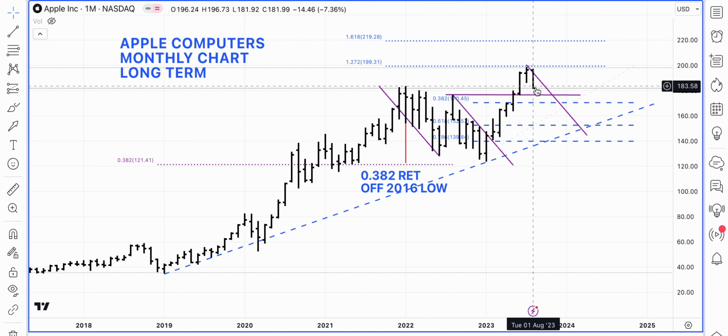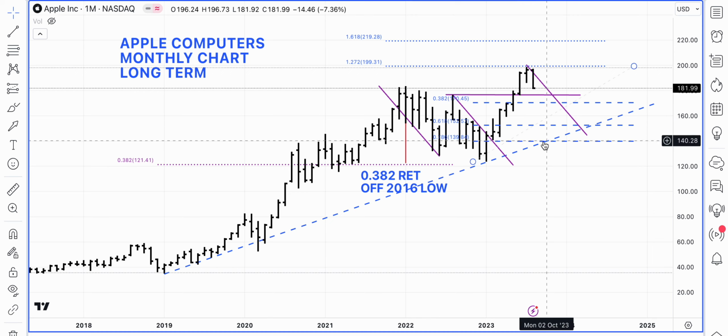However, if this month turns out to be a month where there is going to be a pullback, or rather a correction in the stock, then the first thing that we are looking at is about $170 per share level as our near-term target. And if this is broken down, then we have to look at the range between 150 to about $140 per share level.